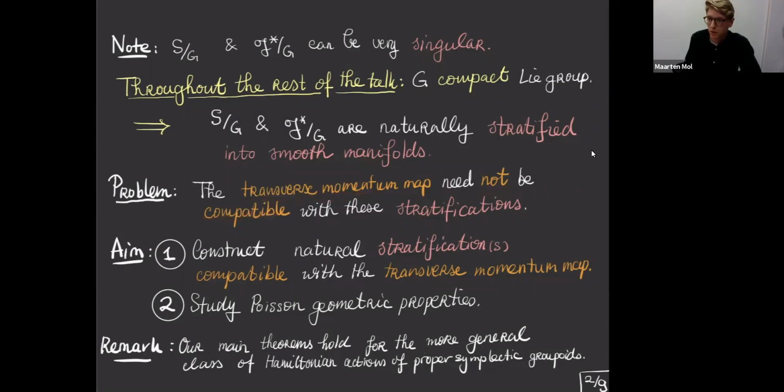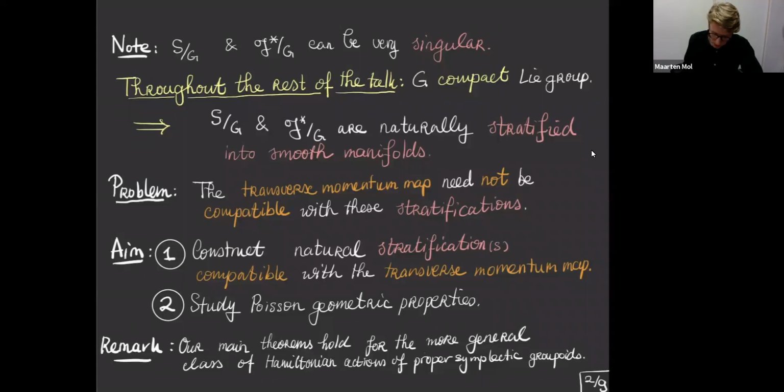And the first or main aim of this talk is to introduce stratifications of these orbit spaces that are compatible with the transverse momentum map. And then at the very end of the talk, I want to discuss the Poisson geometric properties of these stratifications, but that's only at the very end.